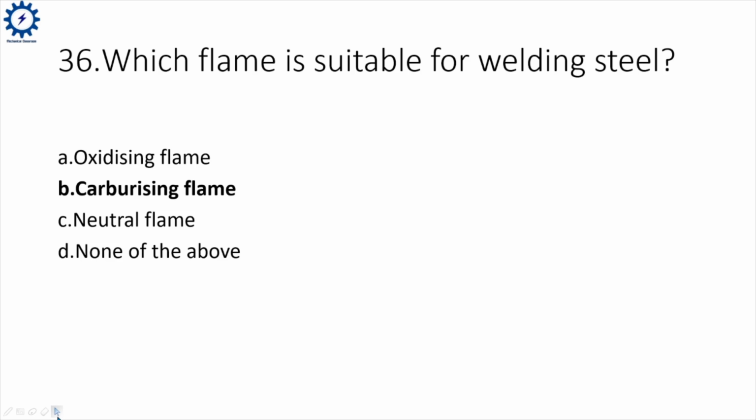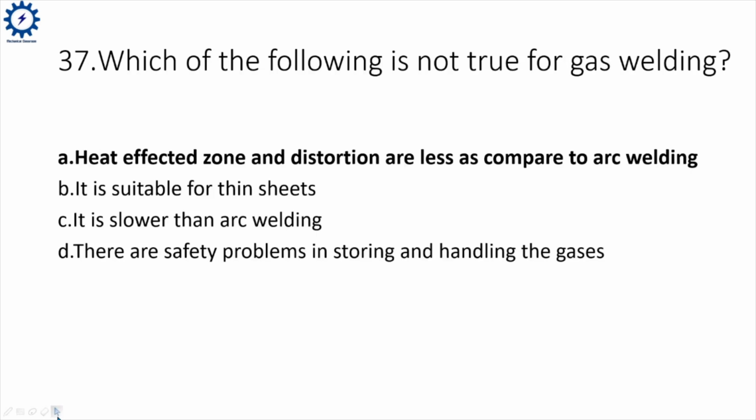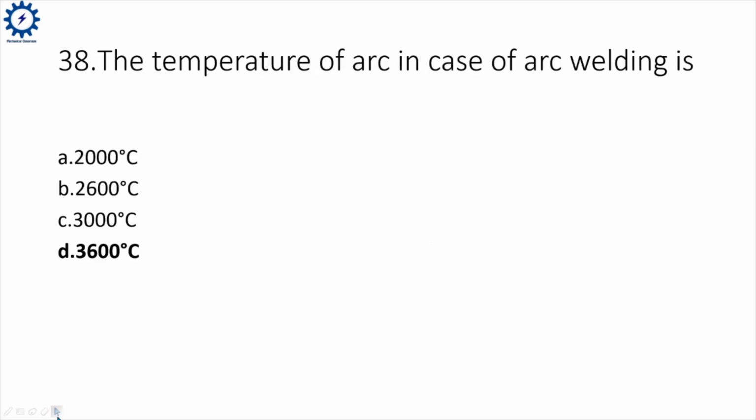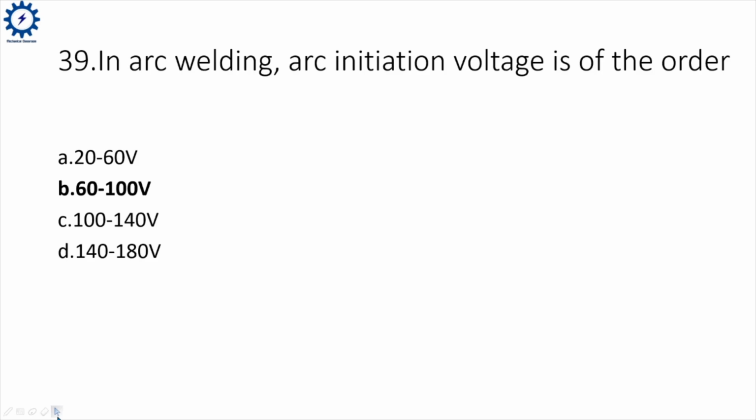Which flame is suitable for welding steel? Carburizing flame. Which of the following is not true for gas welding? Heat affected zone and distortion are less as compared to arc welding. The temperature of arc in case of arc welding is 3600 degrees Celsius. In arc welding, arc initiation voltage is of the order 60 to 100 volt.